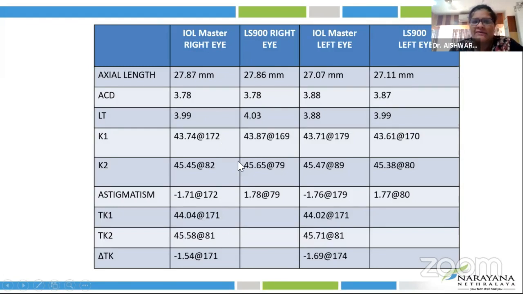Both of them have very similar anterior chamber depths. If you see, lens thickness is again over here, there is some difference, 3.99 and 4.03, but a similar difference is present in both the eyes. Coming to the astigmatism, again a slight difference of 0.07 in the right eye, and in the left eye it is very similar. With all this data, you would still say, why would you not give a multifocal or trifocal?